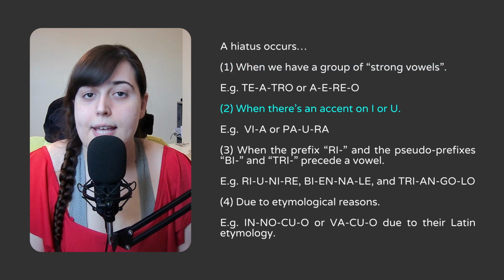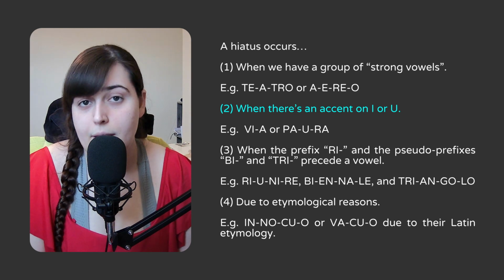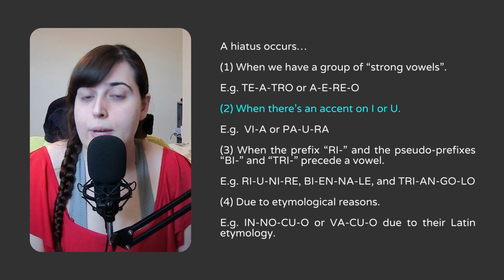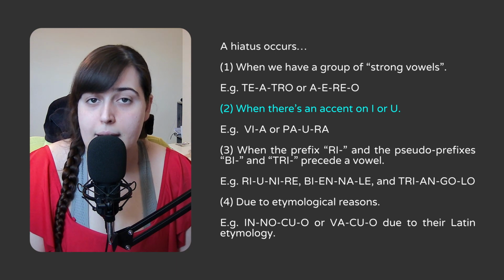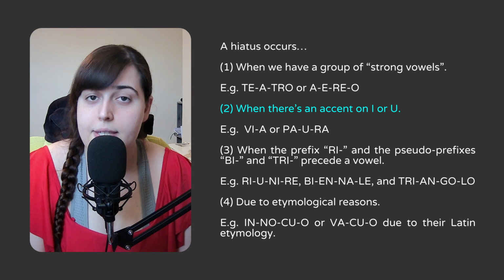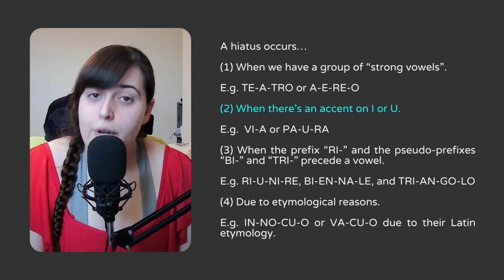Second, when there's an accent on I or U. Despite being weak vowels, accents boost their confidence, thus they gain the right amount of self-esteem needed to match their colleagues. For example, via or paura. It's important to keep in mind that the hiatus stays even in the derived words. Even if the accent is not anymore on the I or U. For example, viale or pauroso.